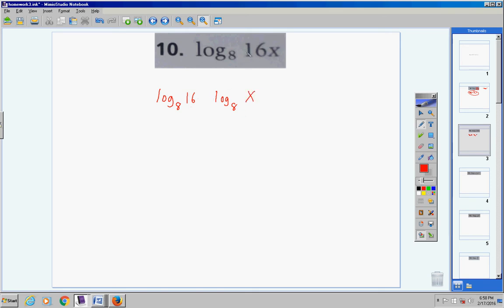And since the 16 and the x are multiplying, I'll put a plus sign here. If they would have been dividing, I would put a minus sign right here. That's it. We're done. There's nothing else we can do when it comes to expanding that. All right. Let me check the answer key real quick. That is correct. Moving on.